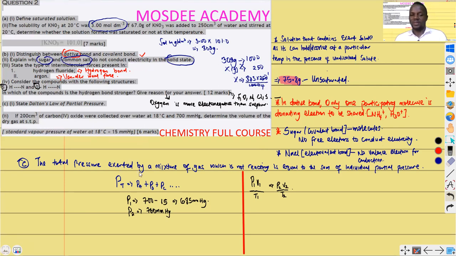So the rest is just what you have here. You can see temperature T1, you have to convert. The first temperature is 18. You know what to do. You add 273 plus 18.